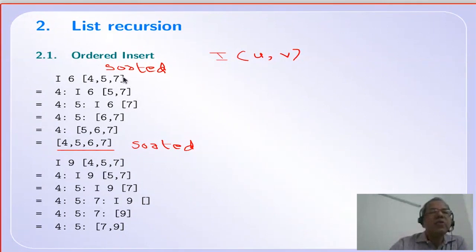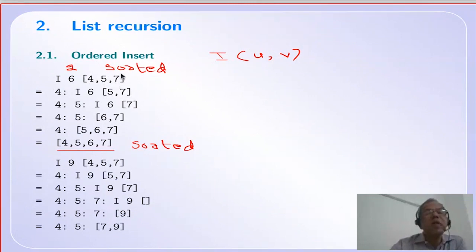Divide the list into the head and tail. 4 is the head, 5, 7 is the tail. Okay. Suppose the given element is 2. To do ordered insertion of 2 in 4, 5, 7, what do we do? 2 is already less than 4, so 2 is prepended. Therefore, there is nothing more to do. The resulting list is 2, 4, 5, 7.